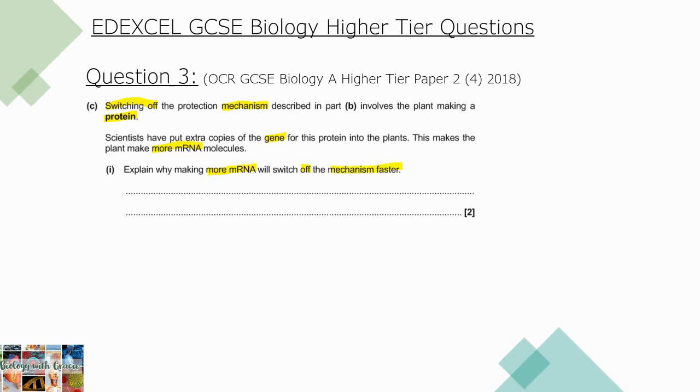So we know that mRNA obviously carries the code for a protein. So if there's more mRNA, then more mRNA is going to be translated, and so more proteins are going to be produced. So based off what it's saying, switching off the protection mechanism involves the plant making a protein. So if more proteins are being produced, then that means that the mechanism is going to be switched off faster.